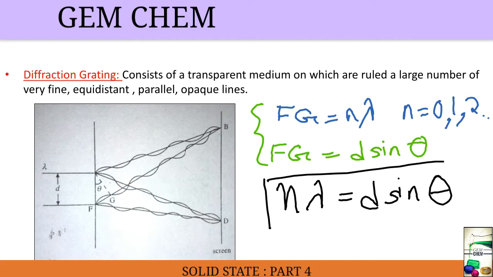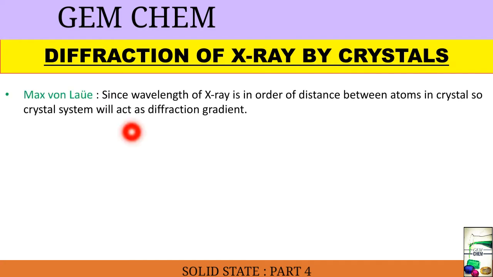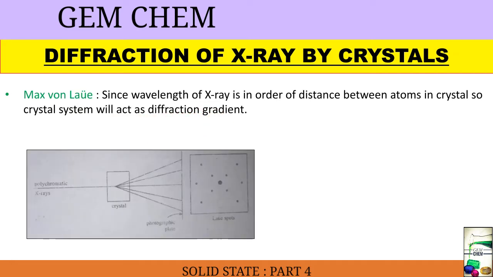And this is an important equation. Okay, now we will see diffraction of X-rays by crystals. Max von Laue was the first to predict that since the wavelength of X-rays is of the order of the distance between atoms in crystals, the crystal system will act as a diffraction grating. So the crystal system is taken as a diffraction grating.